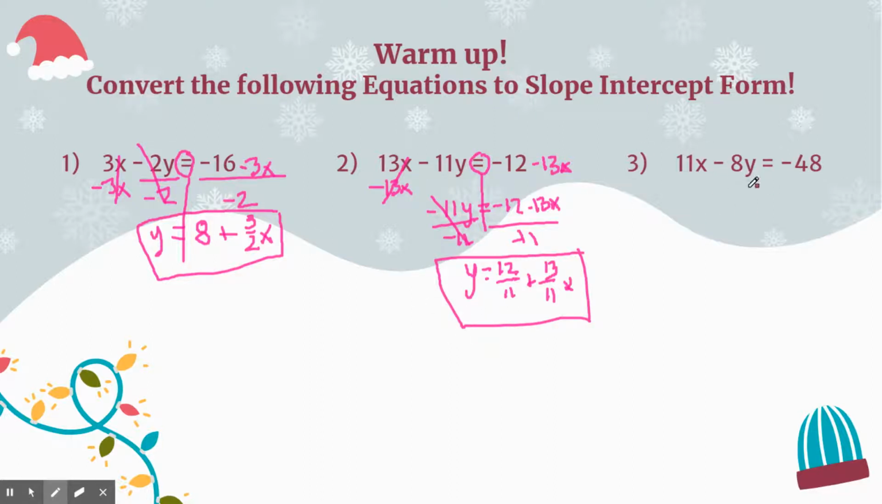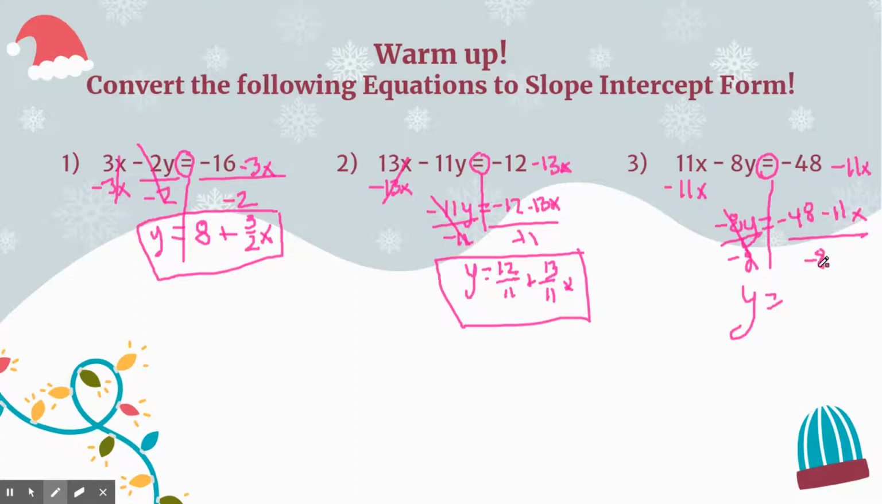Okay, going to my last one here, the center of my equation is my equal sign. I'm going to subtract 11x on both sides. So now I have -8y is equal to -48 minus 11x. I'm going to divide by -8 on both sides. And now I'm going to simplify.